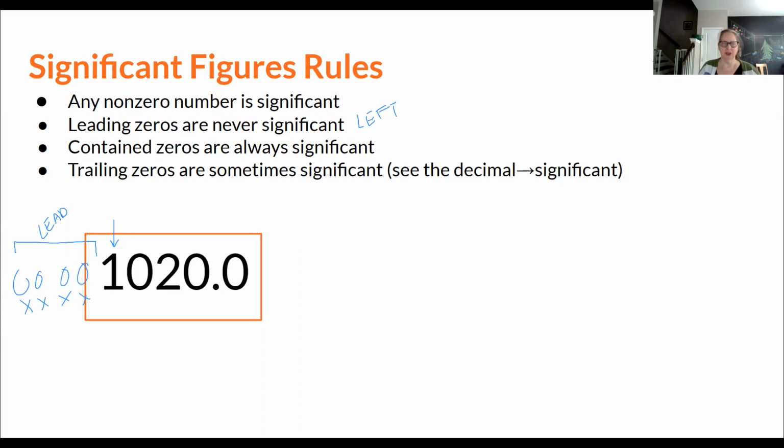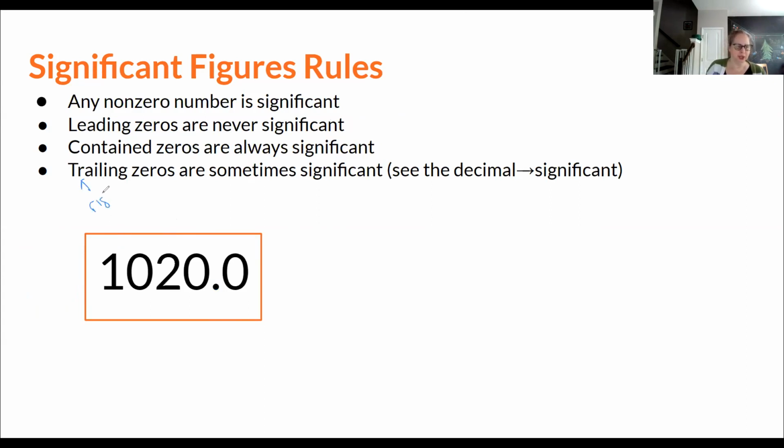Leading are never significant. Contained zeros, those ones are trapped between two non-zeros. So I have a non-zero of 1 and a non-zero of 2. So this zero here is contained or trapped. So he is always significant. It's only between two non-zeros. Okay, this decimal place is not a non-zero, so there are no other trapped or contained zeros in this problem.